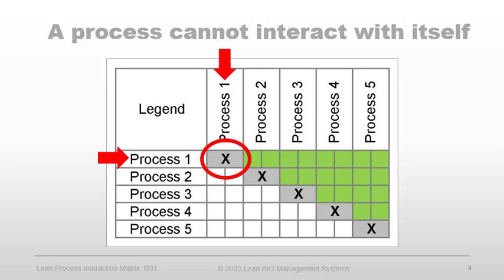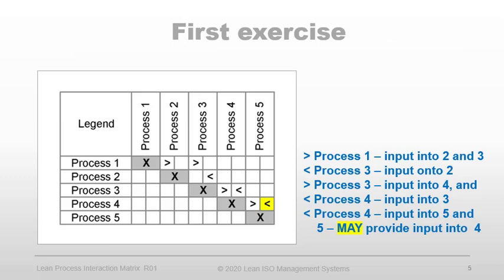The green part is where we will document our interactions. I colored it green just to show the area. In our chart, this area is not colored. Let's give it a try. We will use the right and the left pointer symbols to show interactions. With the right pointer, we show that process 1 provides input into processes 2 and 3. Likewise, the left arrow indicates that the process 3 provides input into process 2.